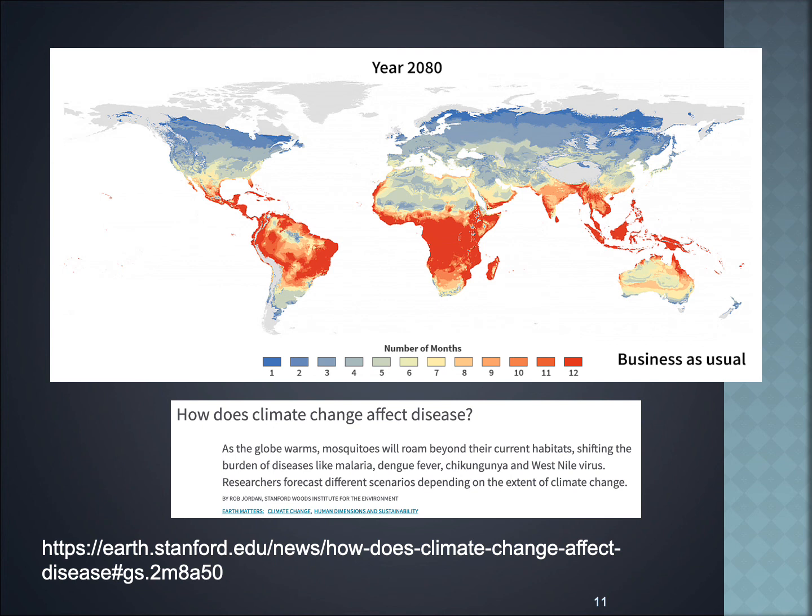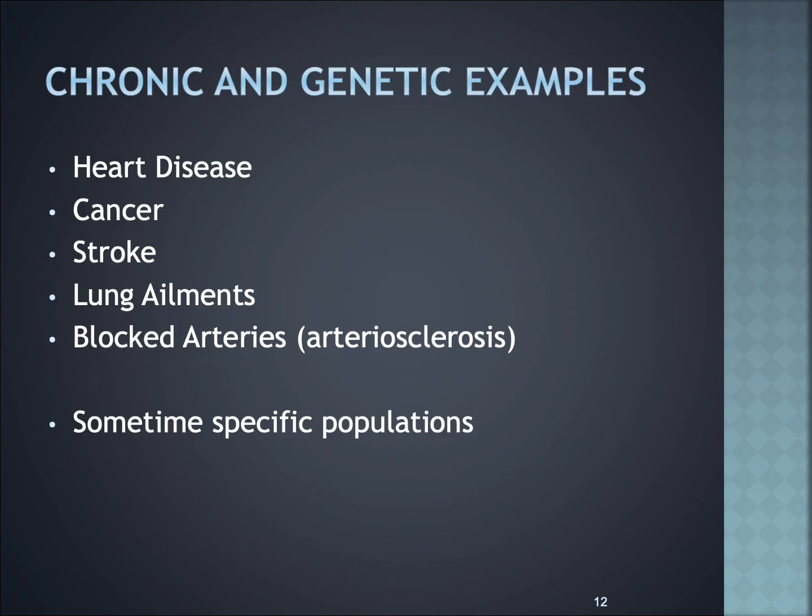And if you want to learn more about this one in particular, I put the web page at the bottom of the slide. We can also look a little bit at chronic and genetic examples, even though our focus is going to be more on infectious. We can think about heart disease, cancer, etc., the items that are listed here on the screen. But we also want to think about the impact on specific populations.